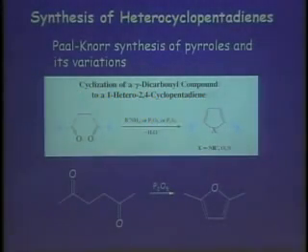So how do we make these things? There is a general way of making all of these guys, and that is by a condensation reaction that involves a 1,4-dicarbonyl compound. Okay. So these two carbonyl functions in a 1,4 relationship. And it's called the Paal-Knorr synthesis for pyrroles, and people have then extended it, so variations of the Paal-Knorr synthesis work for all of them.